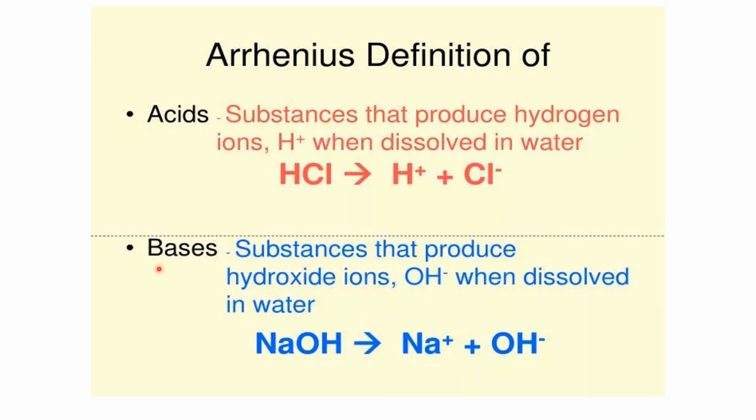And bases are defined as substances that produce hydroxide ions, OH-, when dissolved in water. For example, sodium hydroxide in water will dissociate into sodium ion and hydroxide ion. So this material is the one that makes sodium hydroxide a base. There are other definitions, but for now, we consider only the Arrhenius definition.